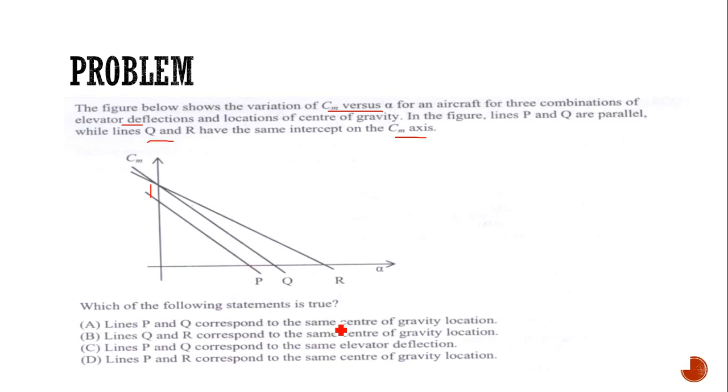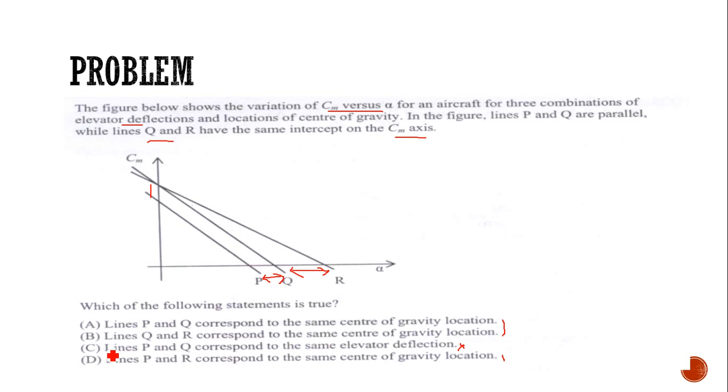Line P and Q correspond to the same center of gravity. Line Q and R correspond to the same center of gravity location. Line P and Q correspond to the same elevator deflection. Elevator deflection means when the elevator is deflected, your lines will move to another location. So the elevator deflection is different for all three lines, P, Q and R. So this answer will be wrong, and this applies to these three options only.